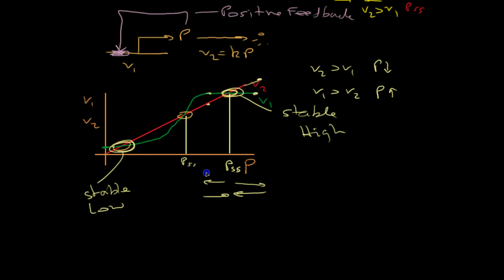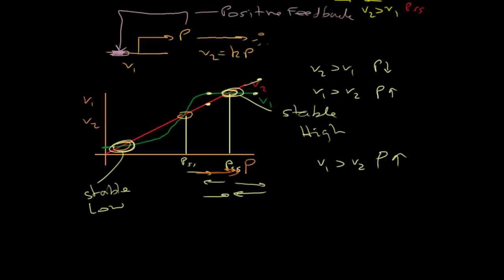What happens if I perturb P up? You'll see that V1 is greater than V2, and if V1 is greater than V2, P goes up. So instead of restoring P back to what it was before, it actually pushes it out even further. In fact, it pushes it towards this stable point. So if I make a perturbation here that's slightly higher than PS, it'll push it to this stable point here.